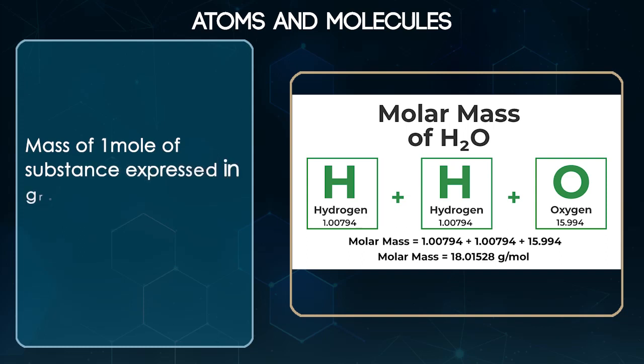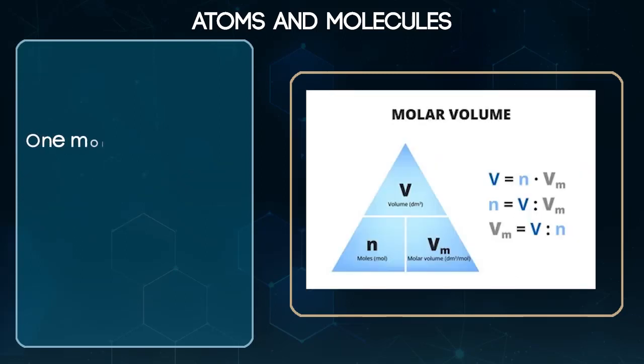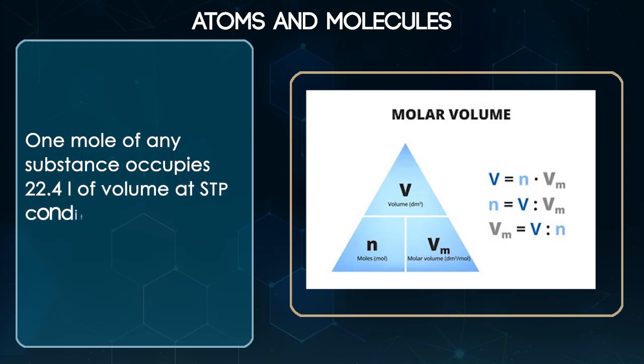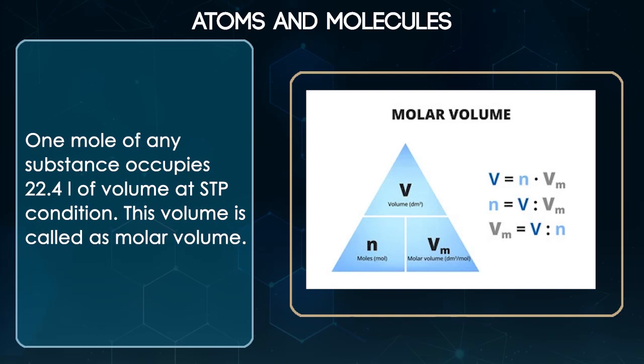The mass of 1 mole of a substance expressed in grams is called its molar mass. 1 mole of any substance occupies 22.4 liters of volume at STP condition. This volume is called the molar volume.